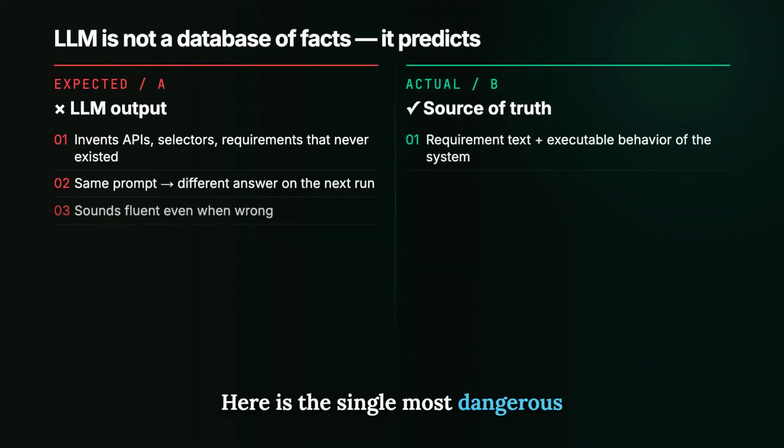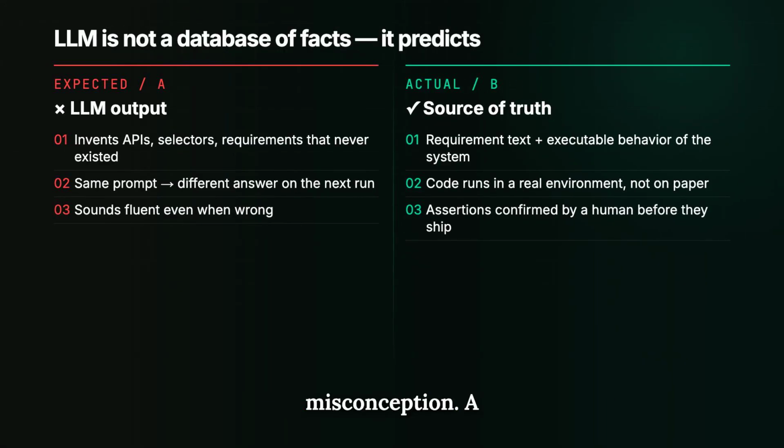Here is the single most dangerous misconception. A language model is not a database of facts. It predicts what output fits the context you gave it. That prediction can invent an API that does not exist, a CSS selector that matches nothing, a requirement the product never had, or an expected result that sounds right but is wrong. And the same prompt can produce a different answer on the next run.